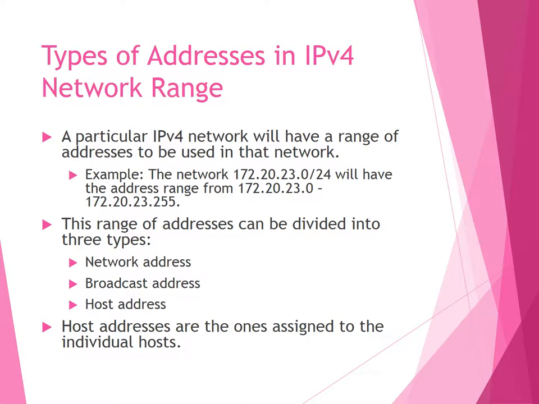172.20.23.0/24 will have the address range from 172.20.23.0 to 172.20.23.255. This range of addresses can be divided into three types: network address, broadcast address, host address. Host addresses are the ones assigned to the individual hosts.